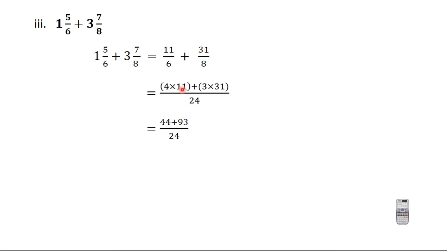We know that 4 times 11 will give us 44. 3 times 31 will give us 93. Divided by 24. 44 plus 93 will give us 137. We divide that by 24. Now we can also see that this is an improper fraction because the numerator is bigger than the denominator. So we convert our answer to a mixed number. If you convert 137 divided by 24 into a mixed number, you are going to have 5 whole number 17 over 24. If you watch the previous video, you will understand how this conversion was done.